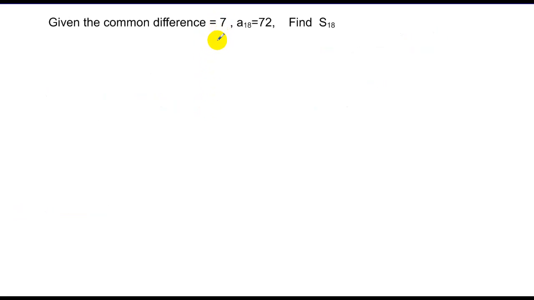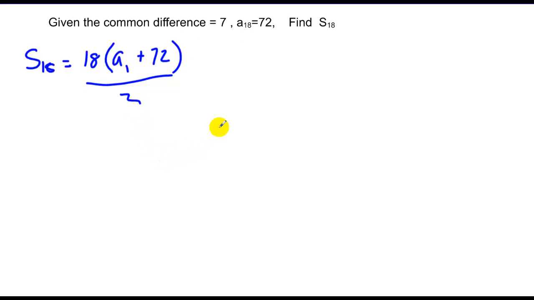Now I'm going to be given a common difference. I'm going to be given the 18th term, and I want the sum of the first 18 terms of that sequence, or of that series. So in this case, I need the number of terms, which I have. There's 18. I need the first term. Don't have that. I need the last term, which I have. That's 72 over 2.